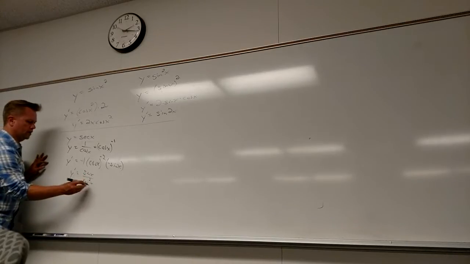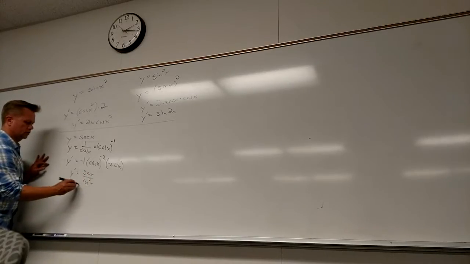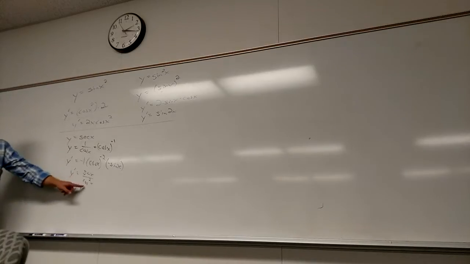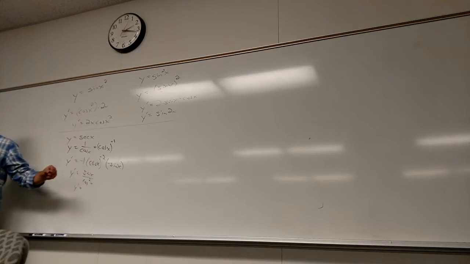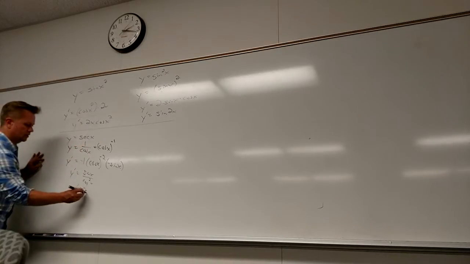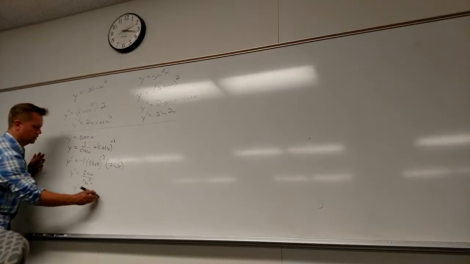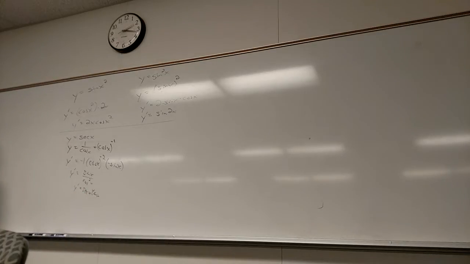Can we write that a little better? What's sine over cosine? Tangent. And what's 1 over cosine? Secant. So it becomes secant x tangent x. So the derivative of secant is secant tangent. Freak it out.